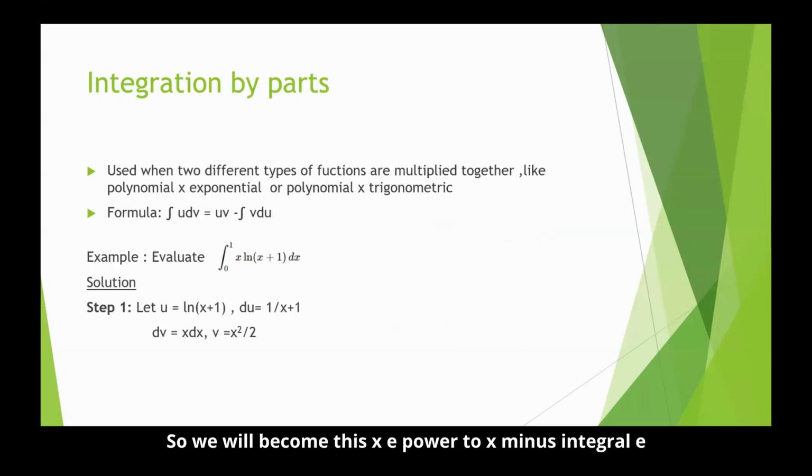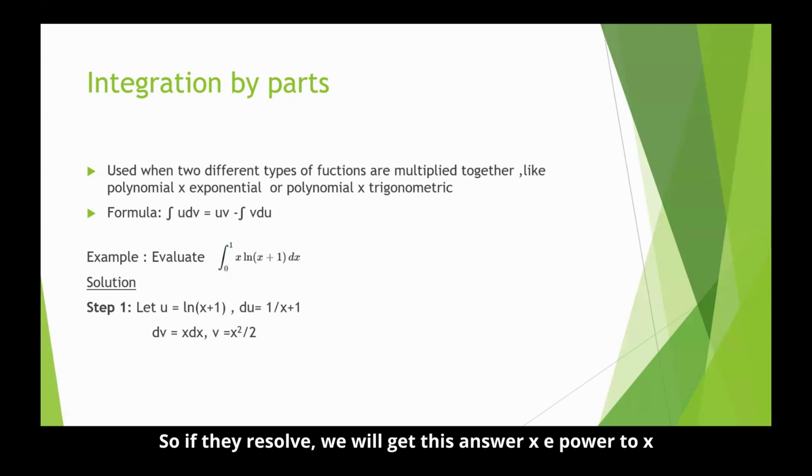So now, what is integration by parts? Integration by parts is used when two different types of function are multiplied together, like polynomial times exponential or polynomial times trigonometric. So the formula for the integration by parts is uv minus integral v du.